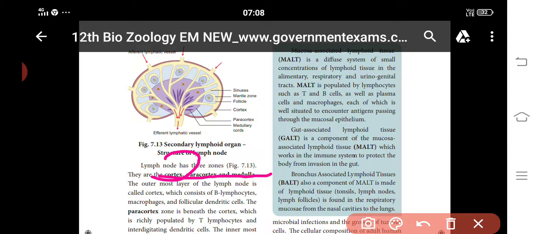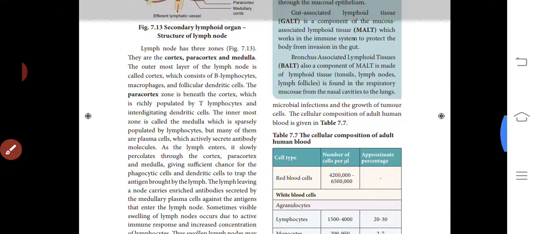Next is the paracortex. It is beneath the cortex. T lymphocytes are present in the paracortex.